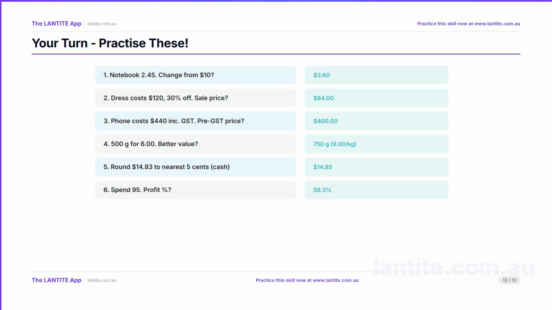Problem 6. A market stall spends $60 on ingredients and sells food for $95. What is the profit percentage? Check your answers on screen.